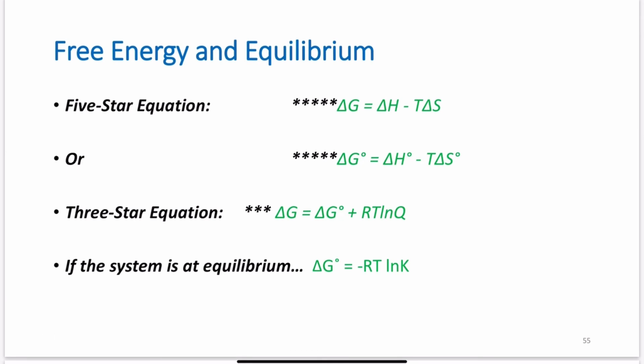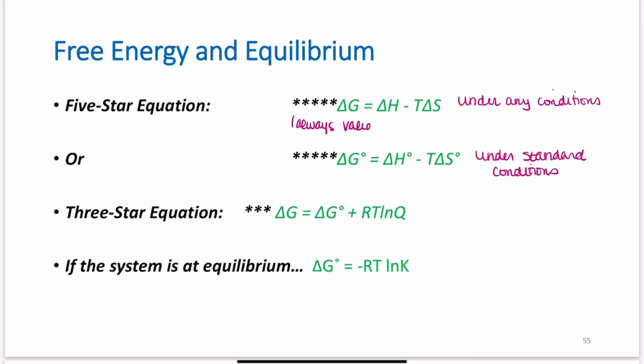So, some equations you've got. Delta G equals delta H minus T delta S, or you can say delta G naught equals delta H naught minus T delta S naught. What's the difference here? This is under any conditions. This is under standard conditions. Meaning this is always valid. This is only valid under standard conditions.